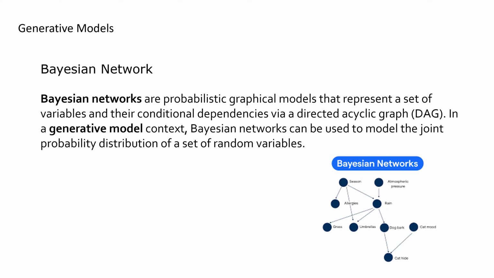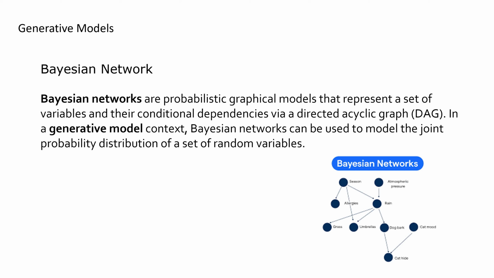Now the generative models. We have many models, and we take one example: first, the Bayesian network. How does the Bayesian network work? You have heard about the Bayesian network in ML, but it is also in the generative models. A Bayesian network is a probabilistic graphical model that represents a set of variables and their conditional dependencies via a directed acyclic graph, or DAG. DAG is a very important term in generative models, if you have heard about directed acyclic graphs.